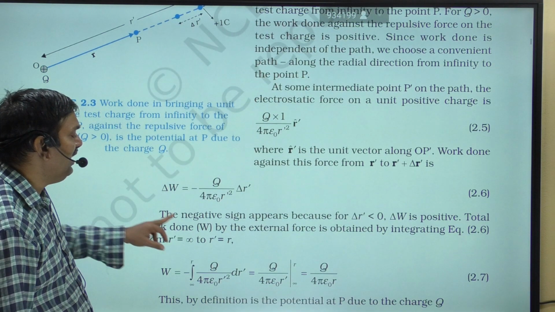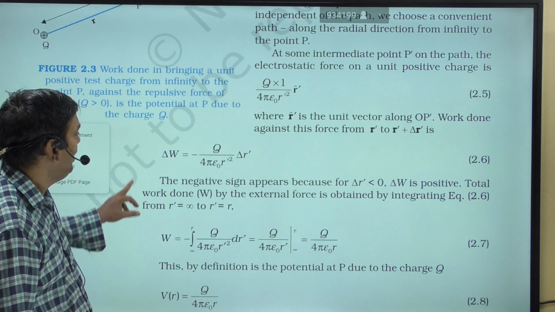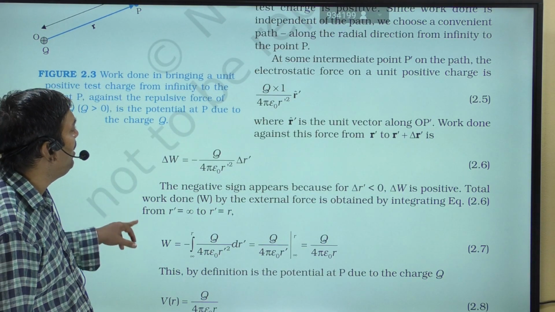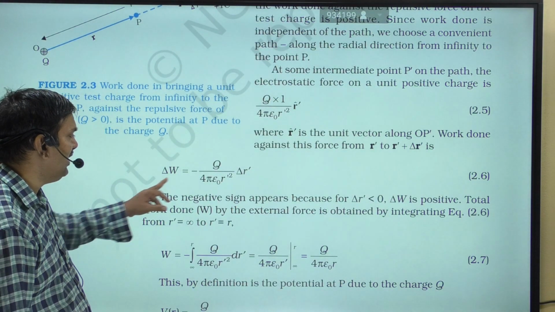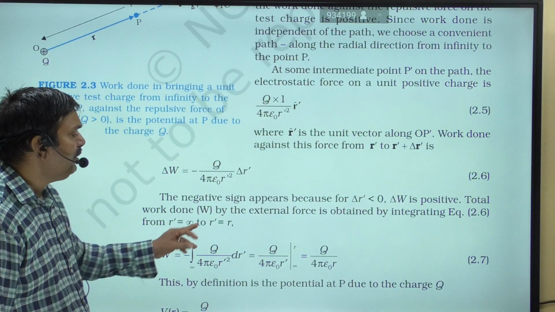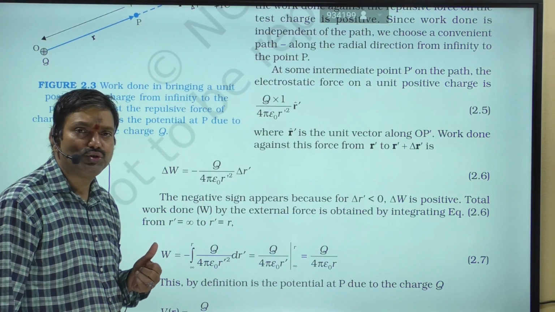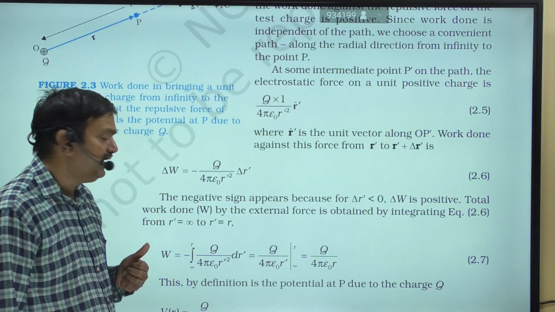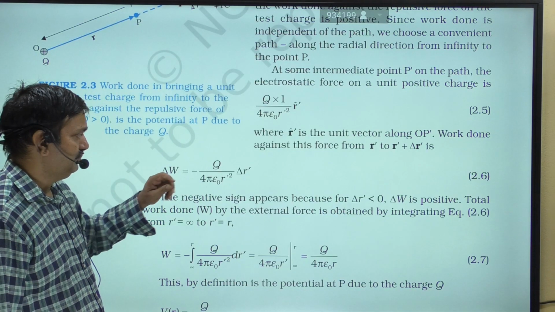Now this, anyway, negative sign appears because delta r dash is less than 0. Delta r dash is very very small and of course, anyway, delta W is positive. Anyway, that you see now, work done. టోటల్ వర్క్ డన్ కావాలంటే ఏం చెప్పాను ఇప్పుడే మీకు, ఇలాంటి చిన్న చిన్న వర్క్స్ని ఇంటిగ్రేట్ చేసుకుంటూ పోతే you are going to get the total work done. So therefore, obviously fine.